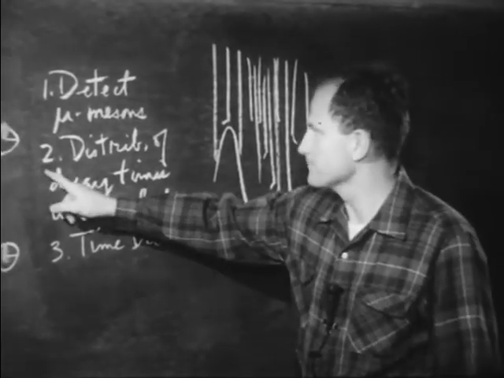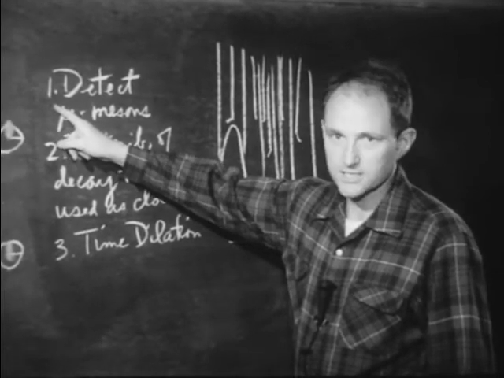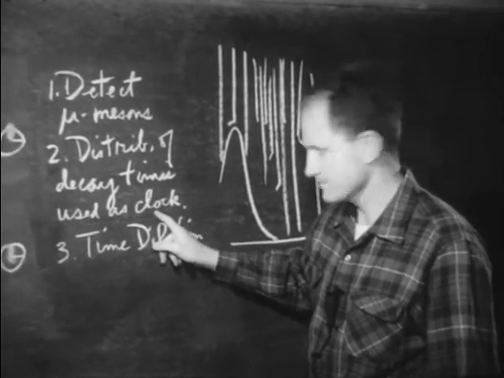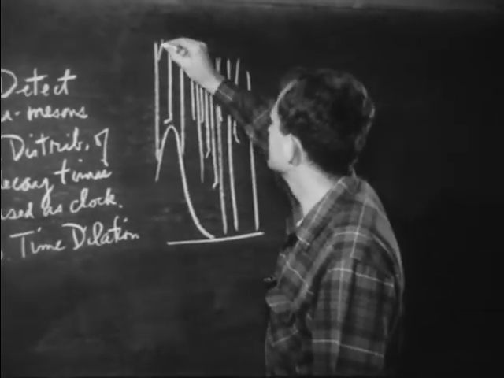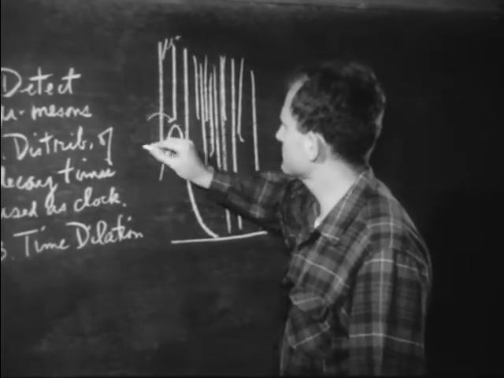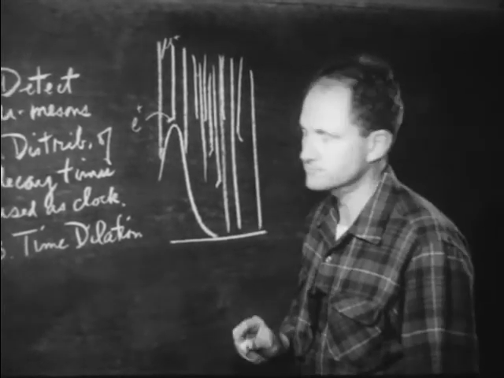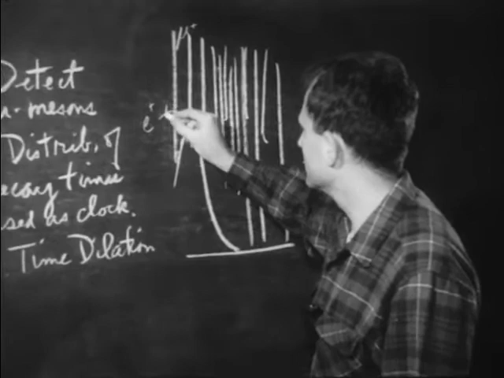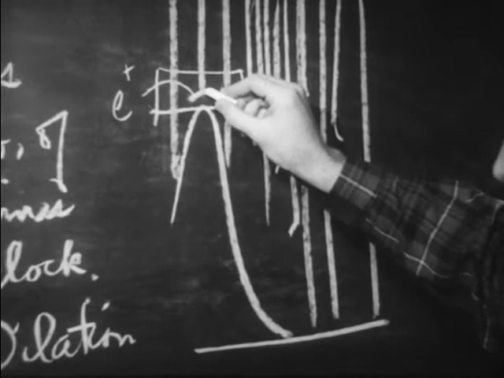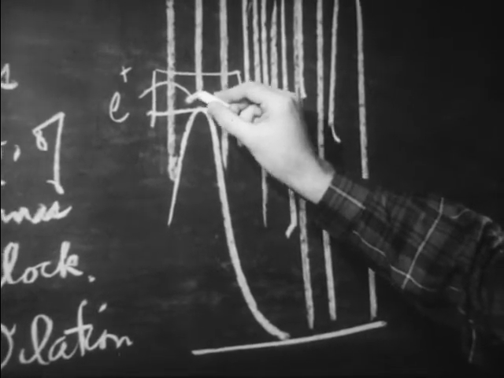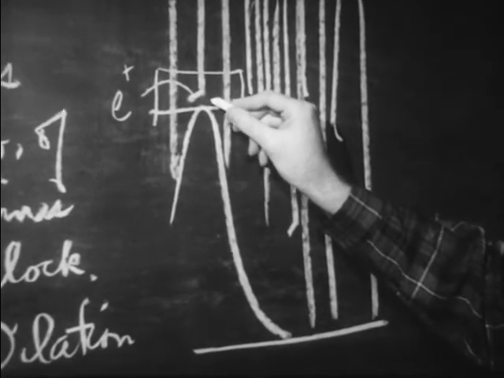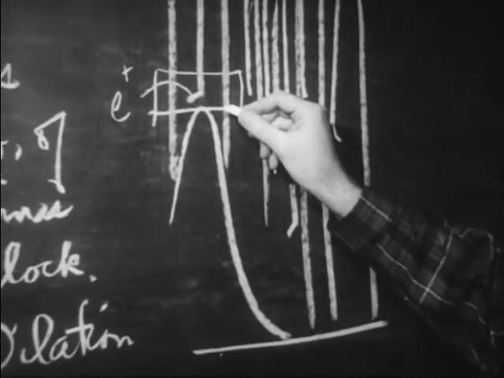That brings us to our second point. We already know how to detect mu-mesons. Now we want to find out how long it takes them to decay, so as to use them as clocks. When a positive mu-meson decays, it gives off a neutrino, an antineutrino, and one positive charged particle called a positron. When the mu-meson enters our scintillator, it makes a flash of light. If it stops and decays in the scintillator, the positron makes a second flash of light. That puts a second pulse on our oscilloscope trace at the instant the mu-meson decays.